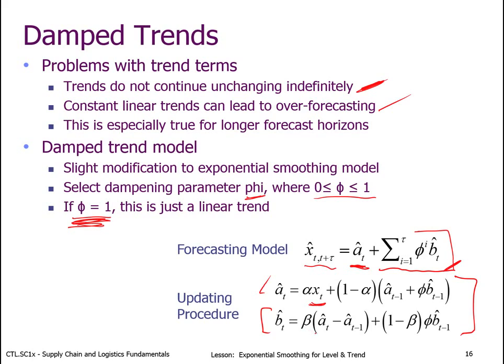So then the update of the trend term itself, b hat t, is going to be equal to beta, that smoothing term again, times a hat t minus a hat t minus 1, which again is the most recent level estimate subtracted by the second most recent estimate of the level. And I'm going to add to that 1 minus beta times phi times that b hat t minus 1, where this phi b hat t minus 1 is just the dampening of the trend estimate b hat t minus 1 of the previous period. So it's pretty straightforward. It looks a little confusing, but all you're doing is slightly dampening future trend estimates.